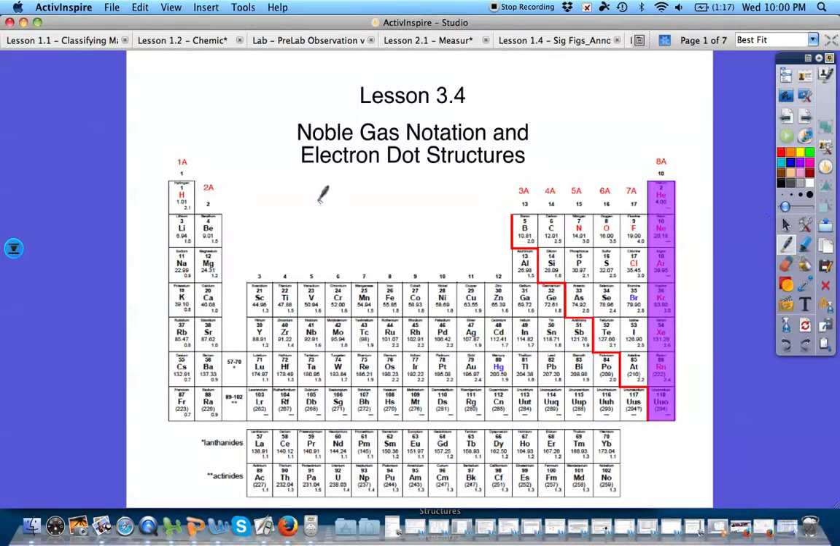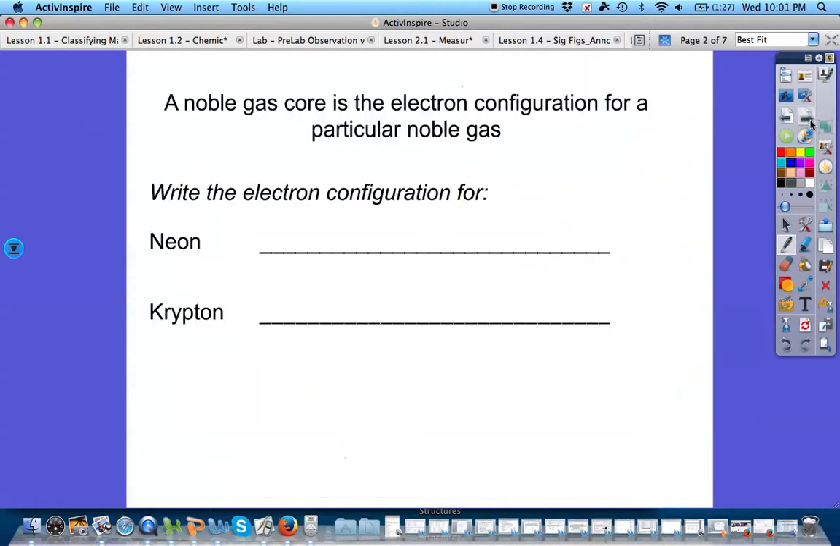So, where are the noble gases located? The noble gases are located right over here in the purple in the far right column. Everything under helium, shaded in the purple, is a noble gas. A noble gas core is the electron configuration for a particular noble gas.